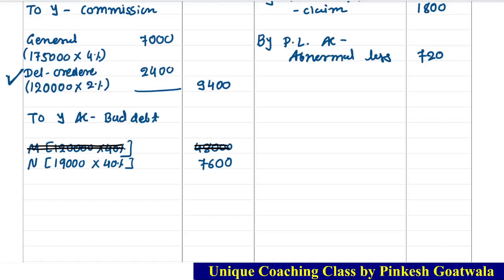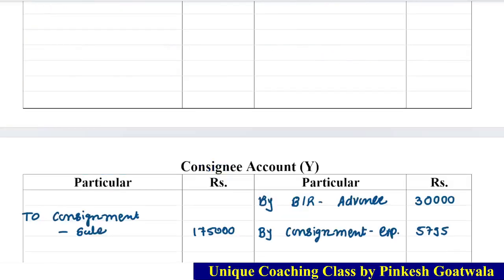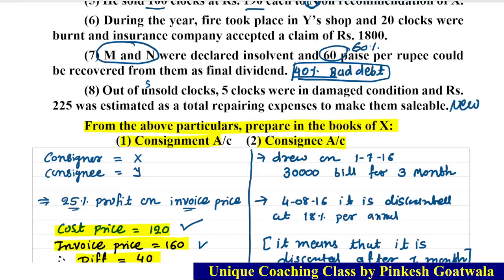So now we have to give bad debt only this 7,600. So it will be cross entry here, consignment, bad debt, 7600. Okay. Now the last point, out of unsold clock means closing stock.